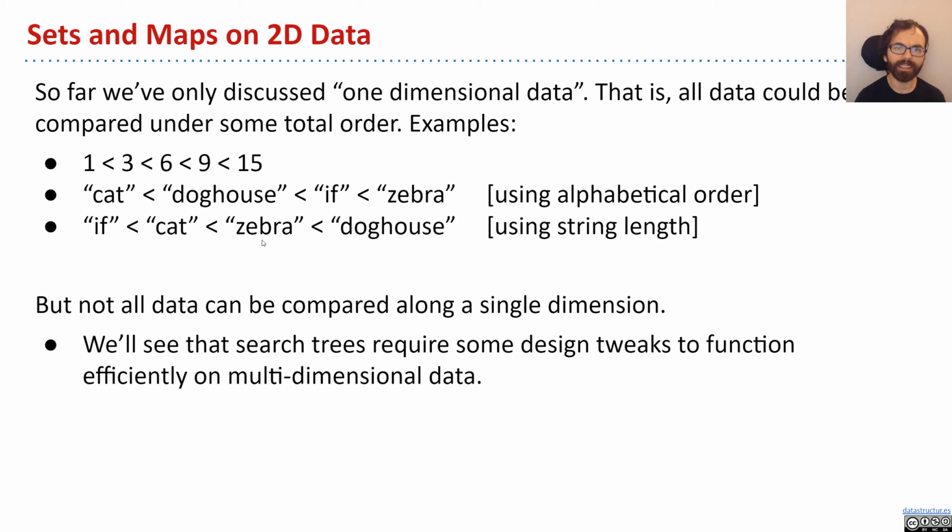But not all data is single dimensional. And we'll see that whenever we get to the next video. I'll give you some examples. And what we'll see is that if we want to support multi-dimensional data, we need to tweak our idea of what a search tree ought to look like so that it can function efficiently on multi-dimensional data. That is, if I want to start supporting operations like subset or nearest, there's going to be some design tweaks. I think they're pretty interesting.